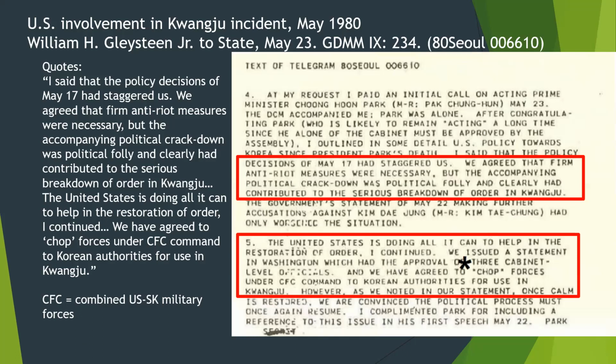Yeah, the US wasn't really directly involved, but they did advise them. Yes, that's the thing. How I interpret this is that the CFC, the combined US-South Korean military forces, did contact and consider US advice on how to handle the situation. But the US advice supported anti-riot measures, or the military getting involved.